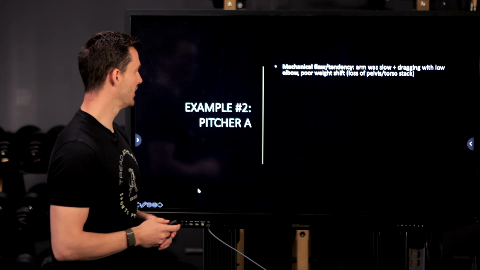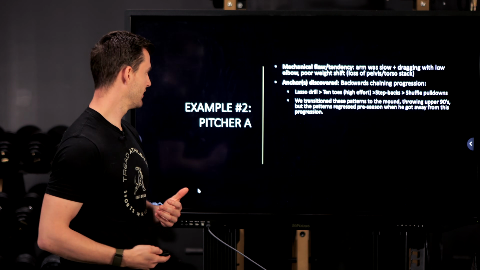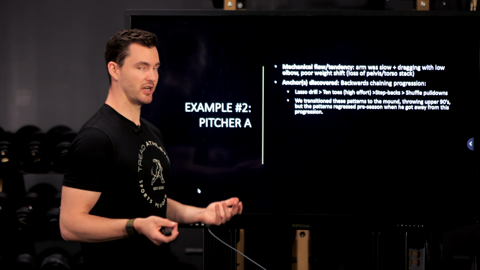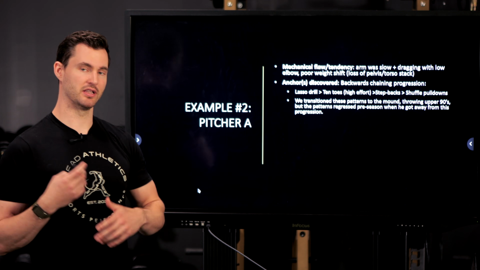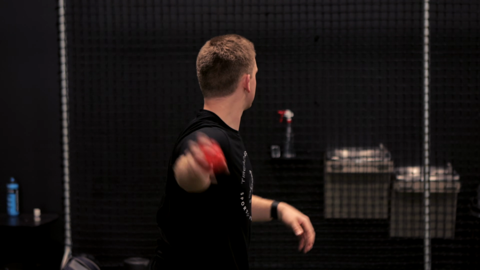He had a low elbow, poor weight shift, where he would lose his torso-pelvic stack. Through trial and error, we figured out how to remedy the situation. We found a backwards training progression that seemed to work very, very well to fix most of those issues.